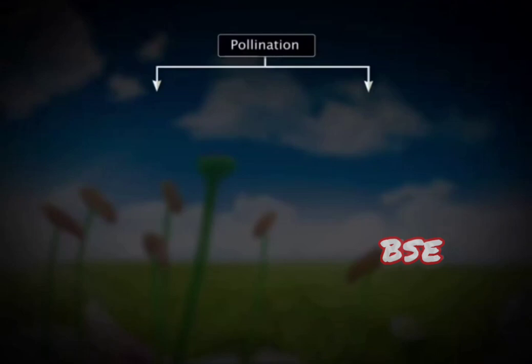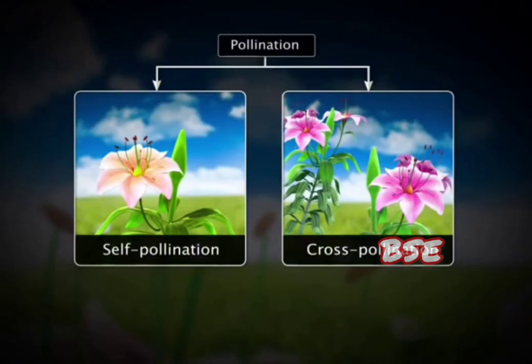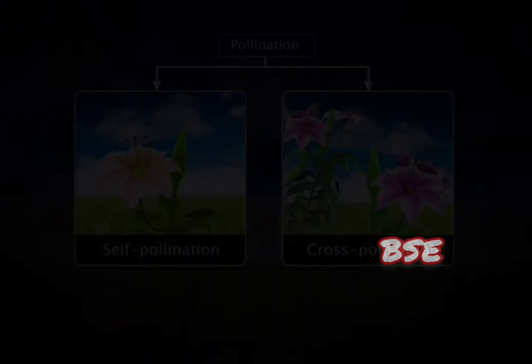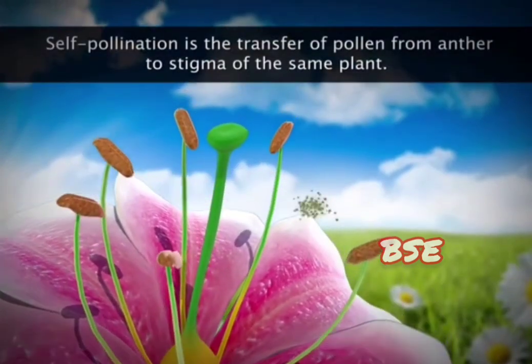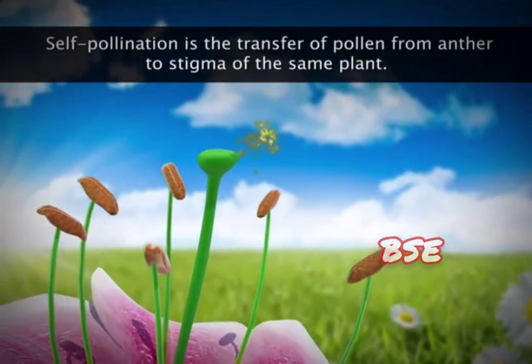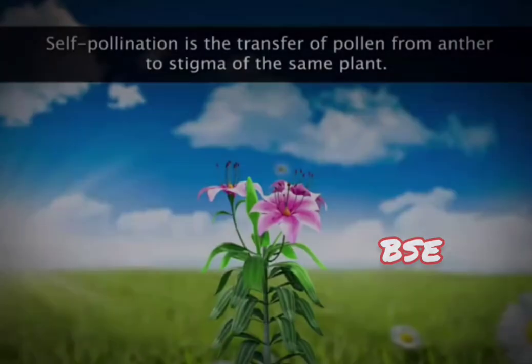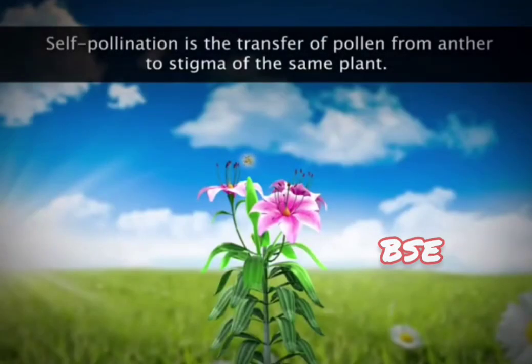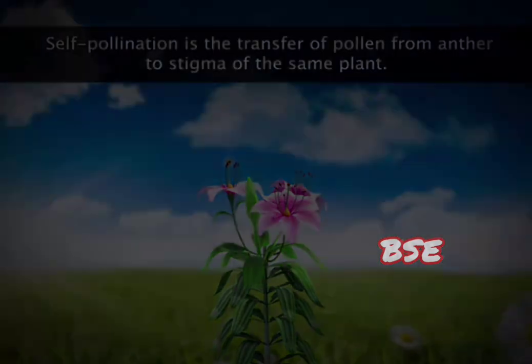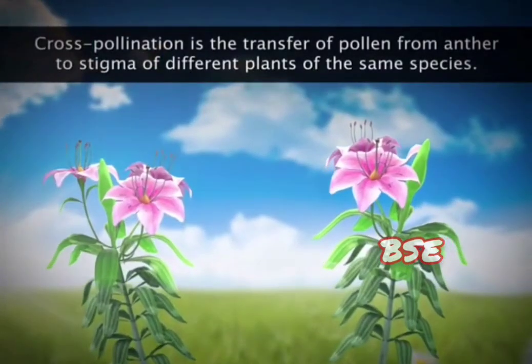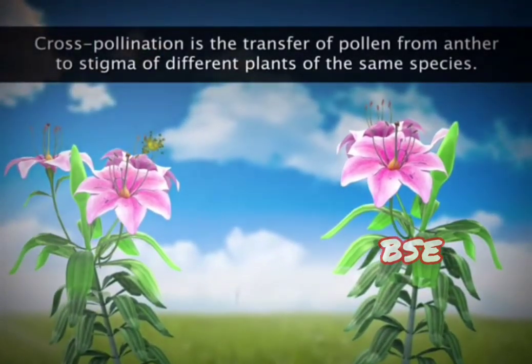Pollination is of 2 types, self-pollination and cross-pollination. Self-pollination is the transfer of pollen from the anther to the stigma of the same flower, or between flowers of the same plant. Cross-pollination, on the other hand, is the transfer of pollen grains from the anther to the stigma of a different plant belonging to the same species.